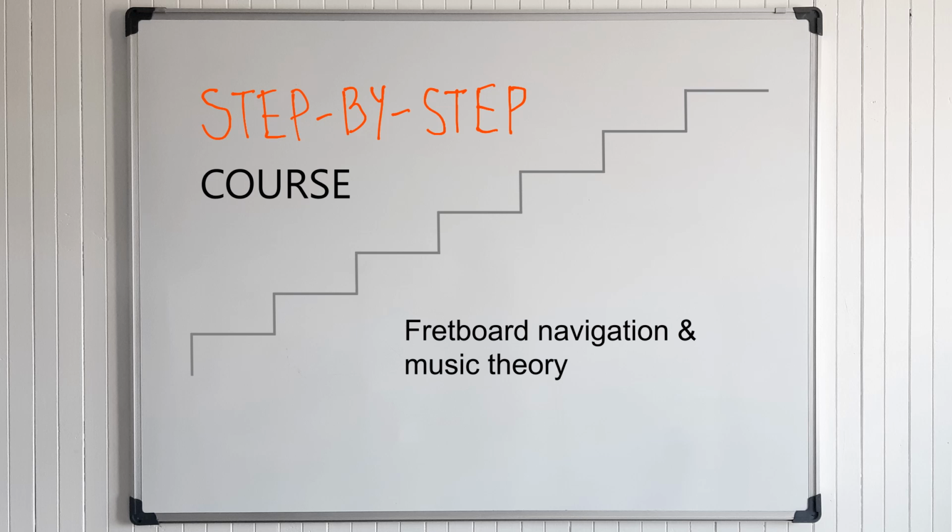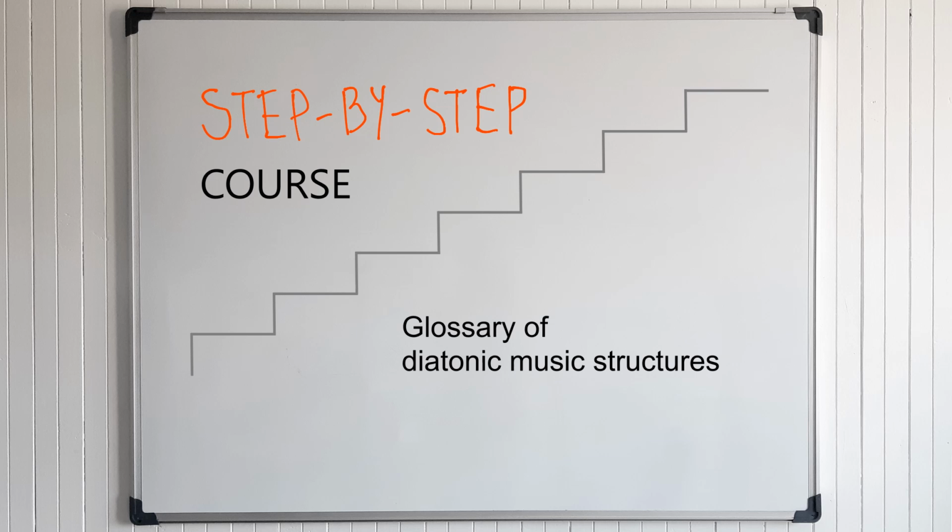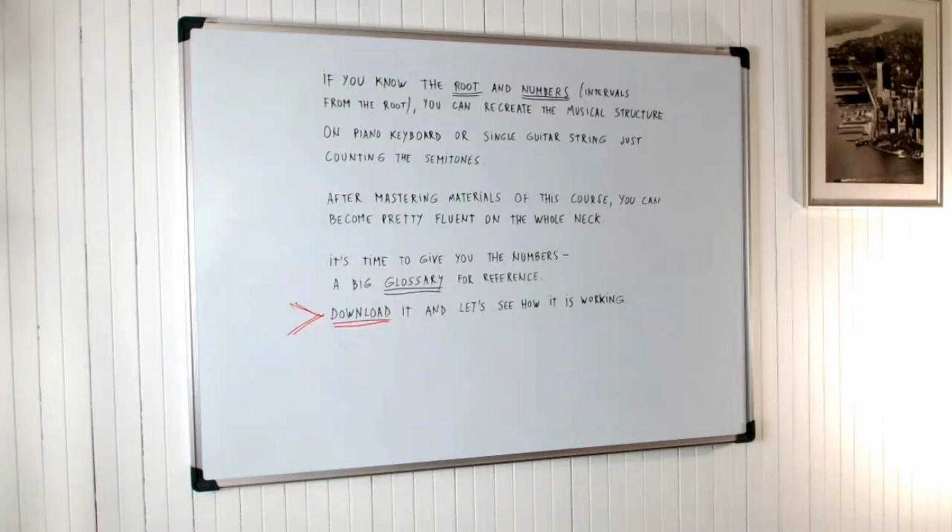This is part of a step-by-step fretboard navigation training course. Today we will meet and download the glossary of diatonic music structures, a profound resource to use in future. If you know the numbers, you can recreate literally any musical structure on a single guitar string just by counting the semitones or frets. After mastering the materials of this course, you will become fluent on the whole neck. It's time for you to download the glossary of musical structures you could use as a reference.